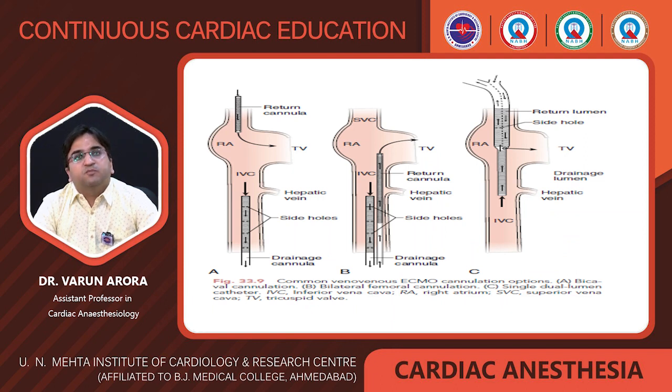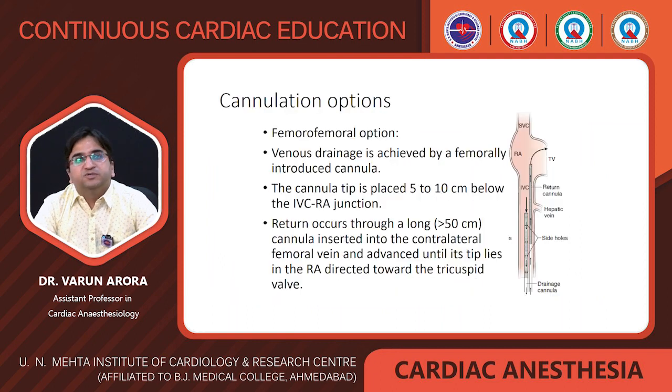Now coming to the common VV ECMO cannulation options. First is the bicaval cannulation. You can see two cannulas in the SVC and IVC. The second option is bilateral femoral cannulation, into both femoral veins. And the third is a single dual lumen catheter. As you can see, it can be placed in the right IJV, and there are two lumens in this. We will discuss these one by one.